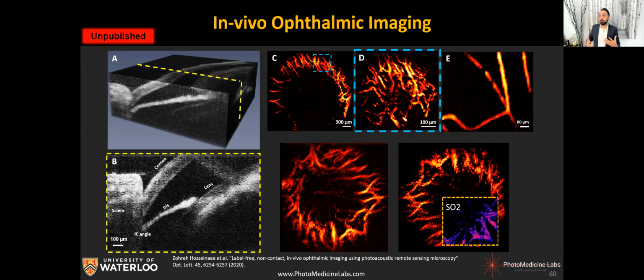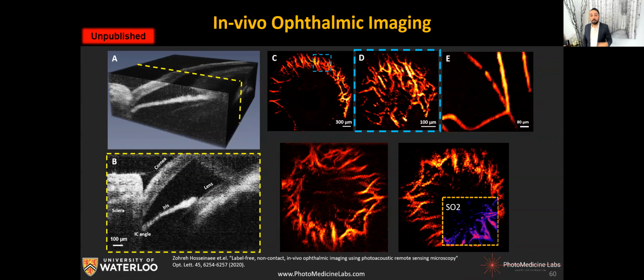But as I mentioned, we combine that with OCT. We image this animal eye, this is a mouse eye, with OCT, so we can see all these important layers. And then for the first time, we use PARS to look at these images. So we can see basically in C and D the iris structure, the blood vessels on the iris. In E, we can actually see the back of the eye.